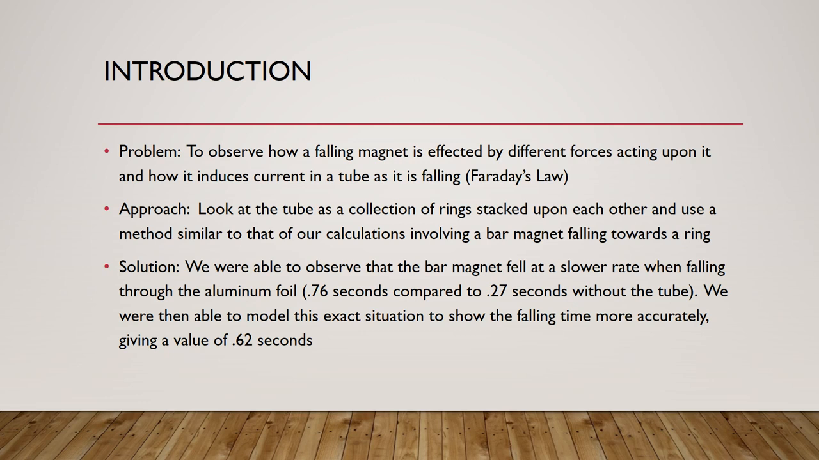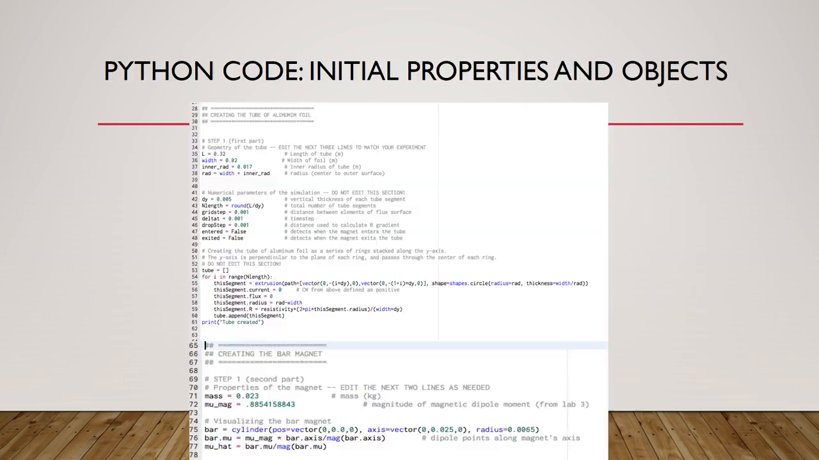We were able to also model this in Python, getting a value of 0.62 seconds for the fall time in our model. To begin making this model, we started with the physical properties that we measured in the physical aspect of this lab. This included the mass of the bar magnet as well as the dimensions of our aluminum foil tube. On the slide, you can actually see the creation of each ring individually of the aluminum foil tube to ease our calculations on line 53.